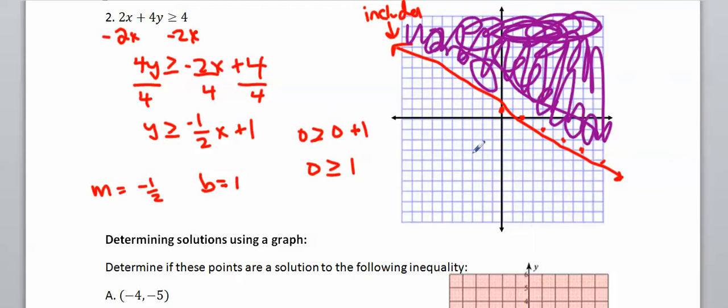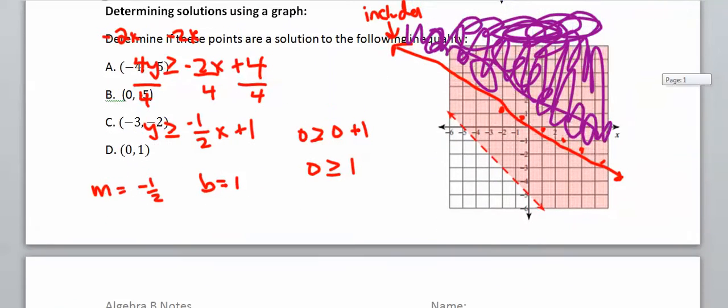Okay. So remember, we're checking this point to see if it works. If it's not a solution, then I know that my shaded area is not going to include that, so I want to include everything that's not in that space. All right, so this is what you should have gotten. Make sure you change your answer if you made a small mistake.